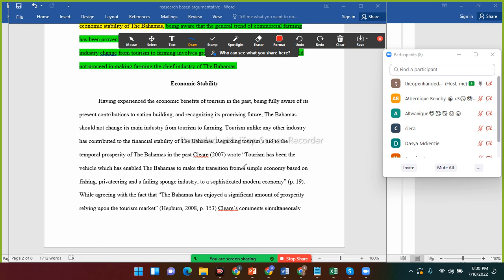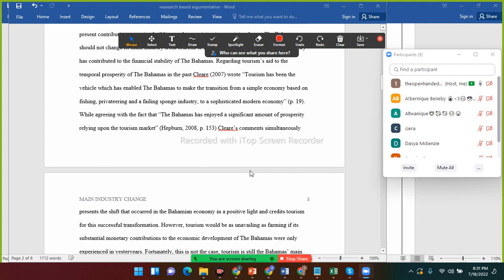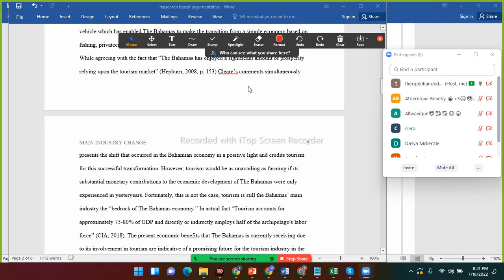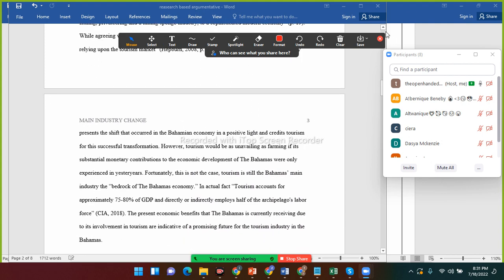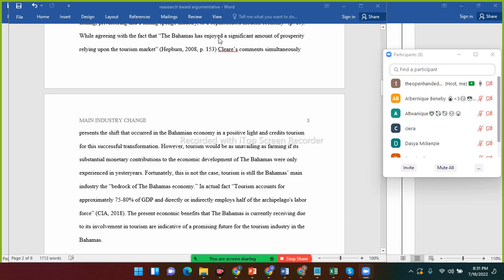It helped to transition the Bahamas from a simple economy based on fishing, privateering, and sponging to a more modern economy. And then I go on to explain what that quote means, and we're done from there. So go ahead, Miss Deja, continue to read, starting from Claire's comments to the end. Claire's comments. You want me to continue? Yeah, continue.